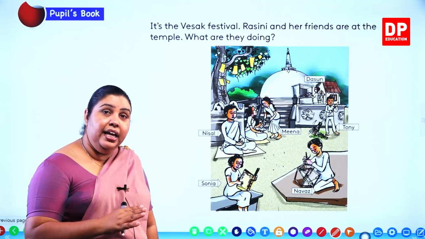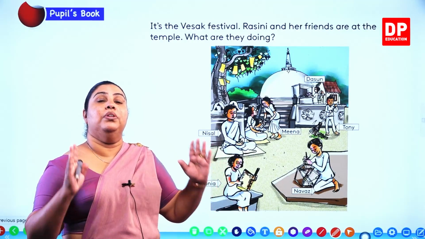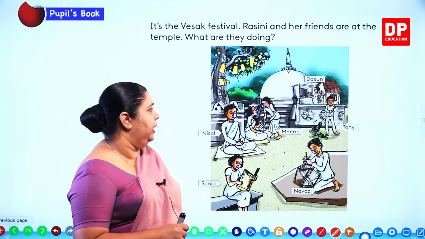What are they doing? We are talking about verbs. We are going to talk about the doing words. Now look at Dasun. What do you think Dasun is doing here?